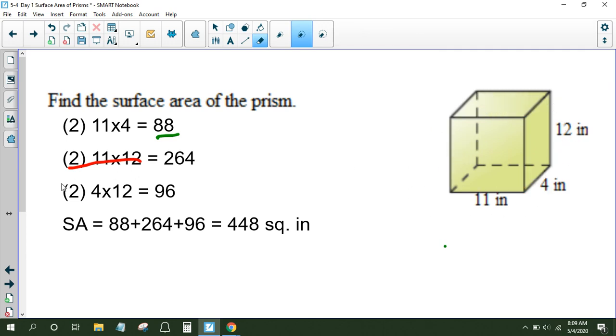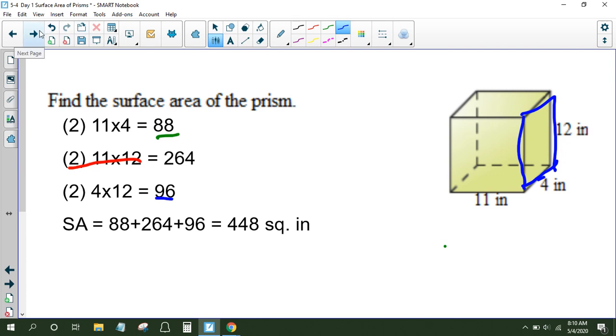Then we would also find the area of the two faces that are 4 by 12. The 4 by 12 would be that one, and there are two of them. So together, that would be 96 that we see here. So adding up all of our surface areas, we get 88 plus 264 plus 96 for a total surface area of 448, and we label that as square inches. And that's how we're going to find the area of all of our prisms. We're going to find the area of each of the faces and add them all up.